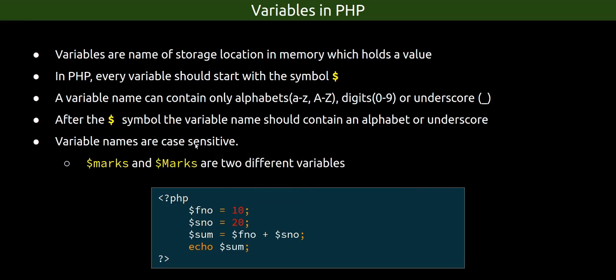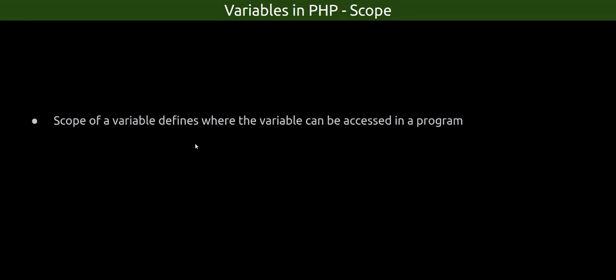And the scope of a variable in PHP is defined as follows. Like in any other programming language, the scope of a variable defines where the variable can be accessed in a program.